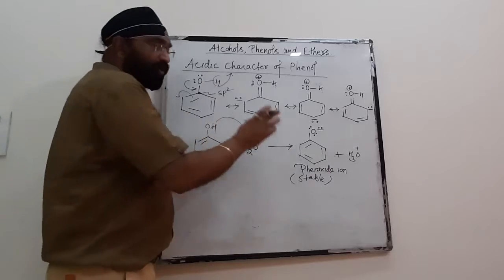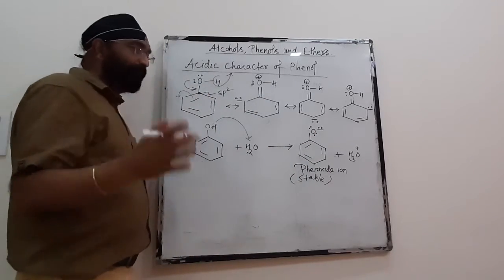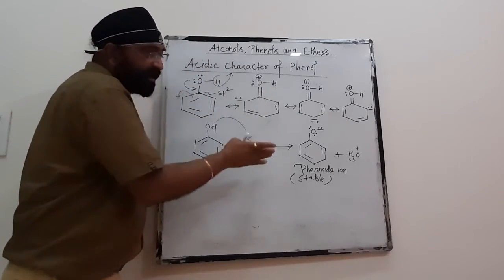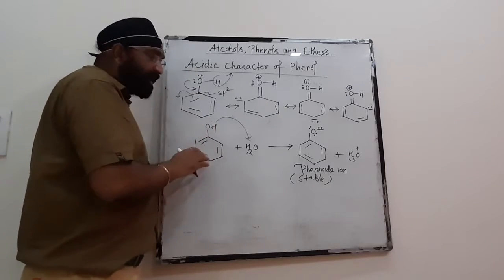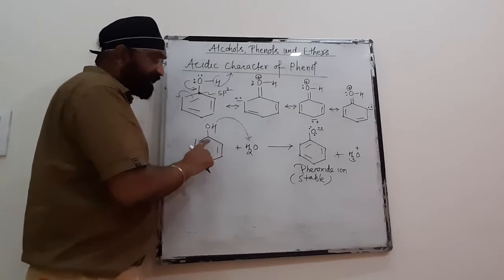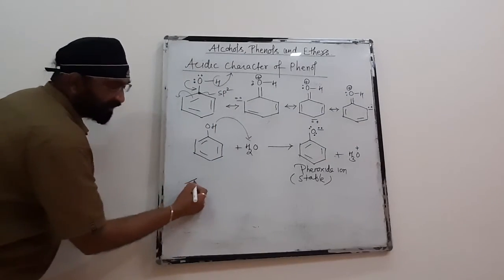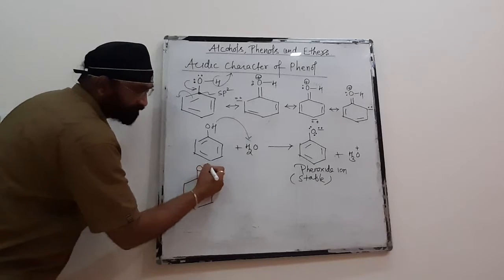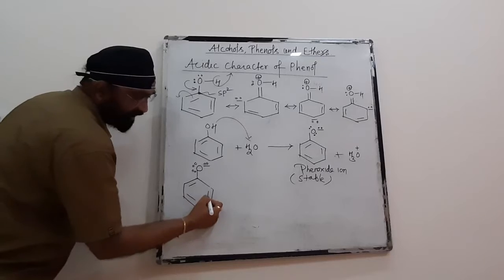Now, if I draw the resonating structure of phenoxide ion, and if we compare the stability of phenol and phenoxide ion, then we can easily say why phenol is acting like a Bronsted acid in water. Suppose I draw the resonating structure of phenoxide ion.